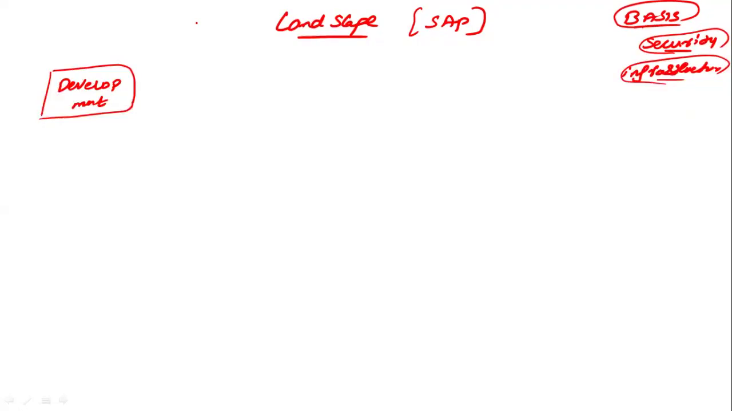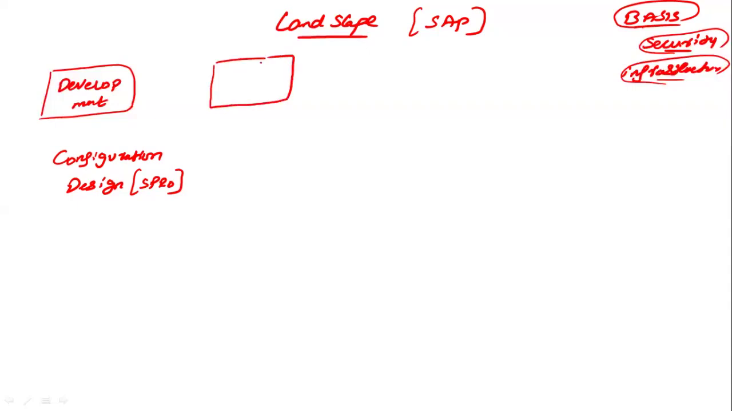Here in this development system, you do the complete configuration, or we can say the complete design happens here. When I say design, you are only going to do the SPRO configuration here. Apart from this system, you are not going to do any configuration using SPRO in any other system. So only in the development system will you do the SPRO configuration. Then you have the second system, which is called the development quality system.